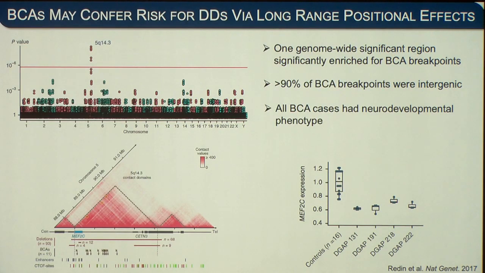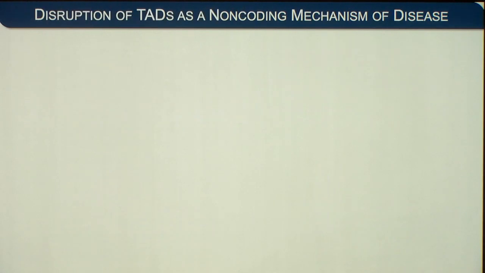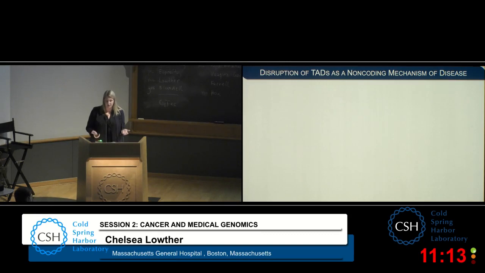So altogether, this led us to believe that we had identified a novel long-range positional effect locus, with MEF2C being the target gene, and we had this hypothesis that it might have been caused by the disruption to the 3D chromatin architecture. So we began to hypothesize that the disruption of TADs may actually represent a novel non-coding mechanism of disease that has not been well quantified in existing studies of developmental disorders.